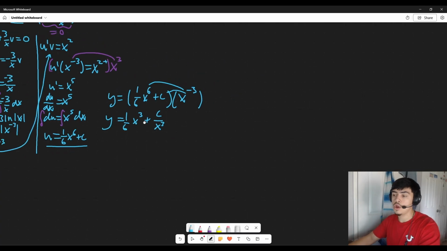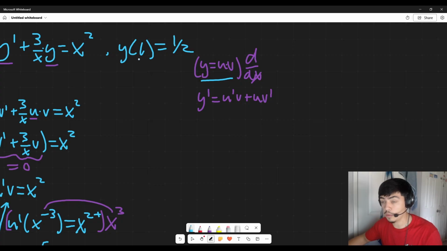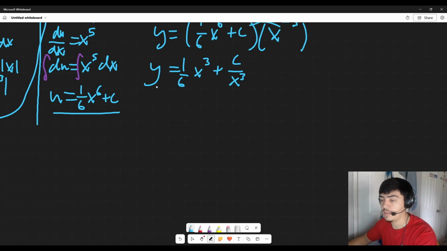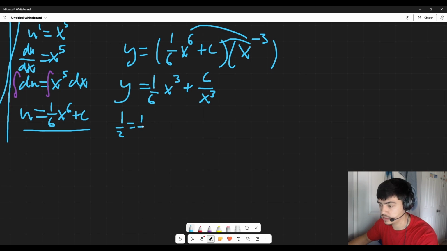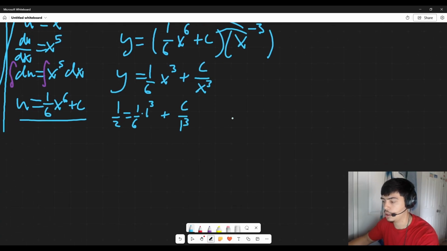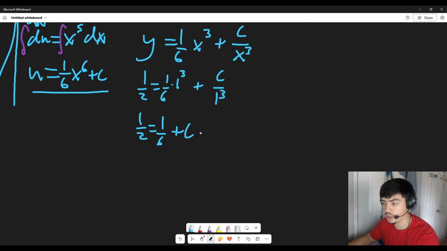We're basically done. We just need to go ahead and solve for our c using our initial conditions, which is this, right? Remember, the 1 here means we plug in 1 for all the x's, all of our inputs, and our output will be 1/2. So that means we're going to set y as 1/2, and we're going to plug in 1 for all the x's. We have 1 cubed over 6 plus c over 1 cubed. Simplifying this, we get 1/6 plus c, right? The ones just don't do anything.